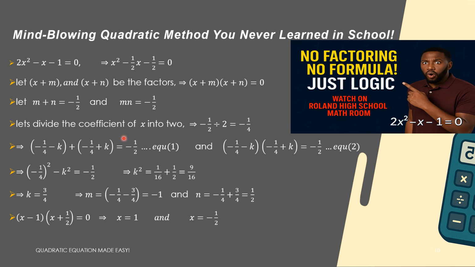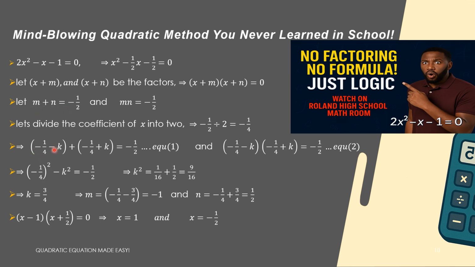We divide the coefficient of x by 2, which will result in negative 1 on 4. That is negative 1 on 2 divided by 2 equal to negative 1 on 4. Then look at this particular negative 1 on 4. We are going to subtract a constant, and that is how the subtraction will be. And also add a constant. That is how the addition of the constant will be. So it means that if the two of them have a plus between this particular bracket, then it is representing this particular expression.